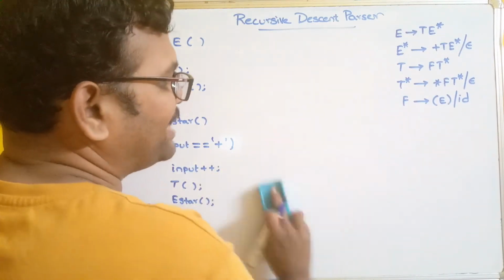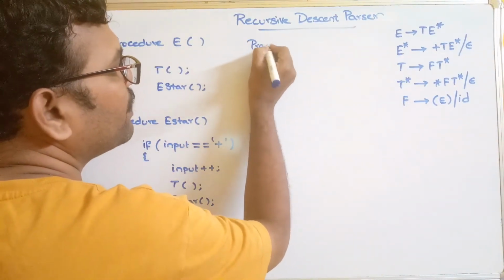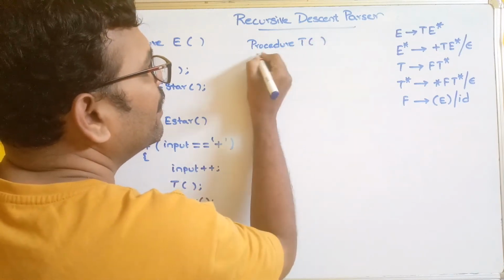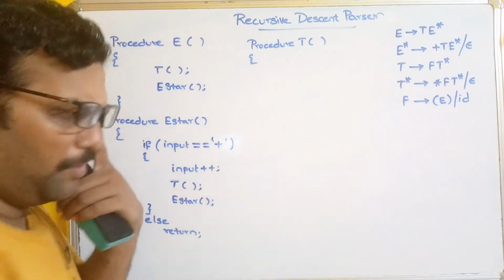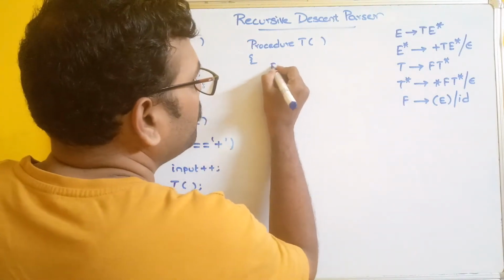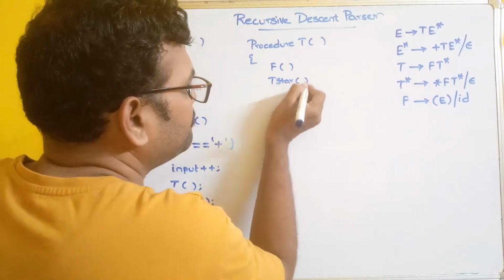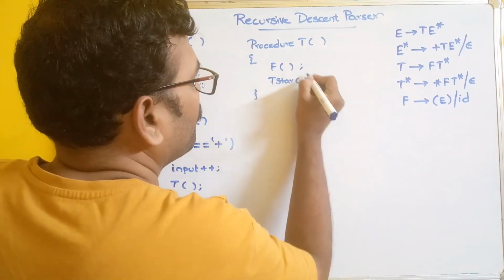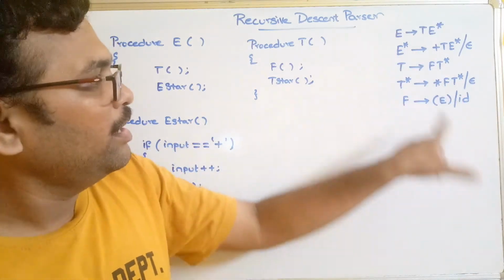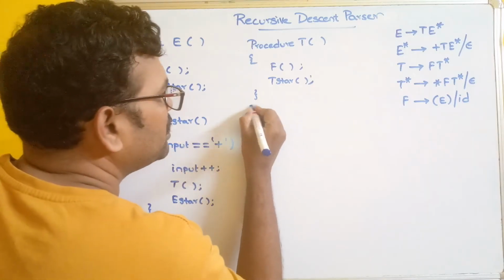Now come to the next one, T. So we have to write down the procedure for T. So procedure T, what is that? The two non-terminals are F and T star. So call the procedures F and T star. Right? So that is T. And again, now there is one more production, T star. So write down the procedure for T star.